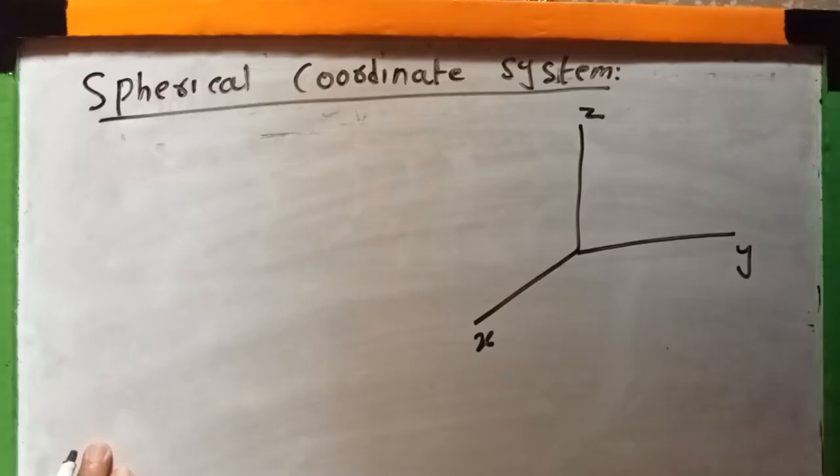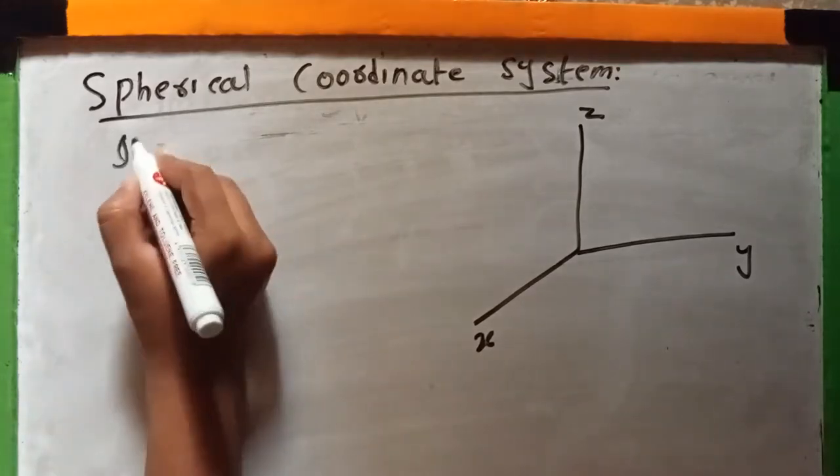Welcome to this channel. In this video, I will explain about the spherical coordinate system. To understand the spherical coordinate system, I will explain how we can represent it. And then I will explain how to convert from the spherical coordinate system to the Cartesian coordinate system and from the Cartesian coordinate system to the spherical coordinate system. First of all, I will explain about the spherical coordinate system.